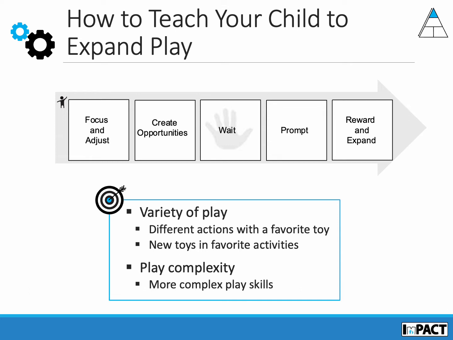To increase the variety of your child's play, prompt your child to do different play actions with a favorite toy at the same developmental level. For example, if your child likes to line up blocks, prompt other actions with the blocks at the same play level, such as stacking the blocks or putting the blocks in different containers. You can also introduce new objects into play with your child's favorite activities.